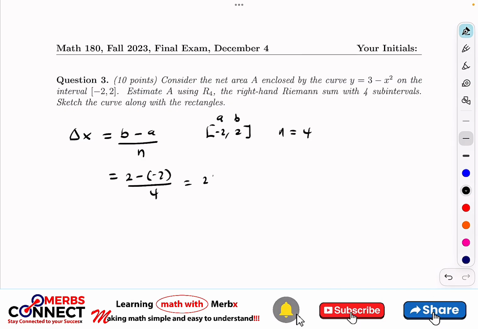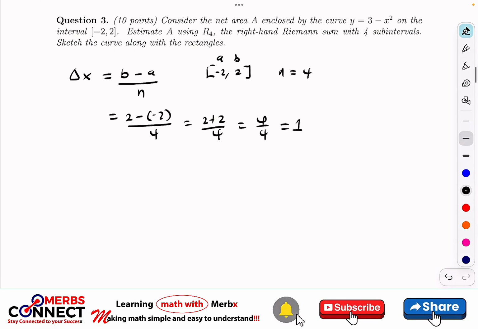And this is 2 plus 2 over 4, and this is 4 over 4, which is equal to 1. So it means that we are going to divide this into time steps. We need to move 1 unit, right? So now let's start with the first domain.